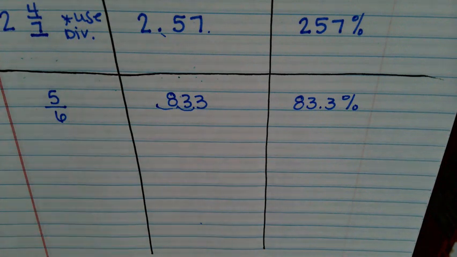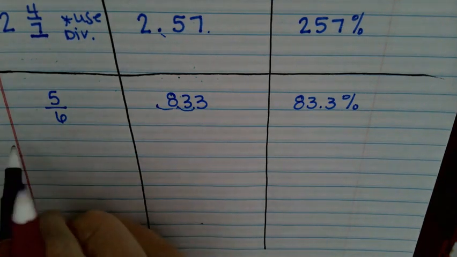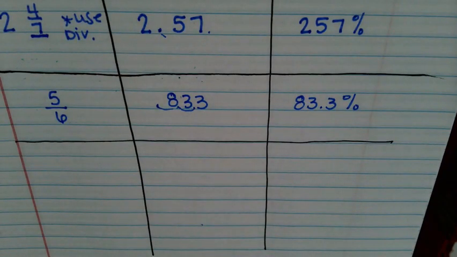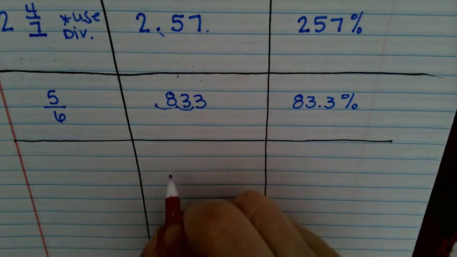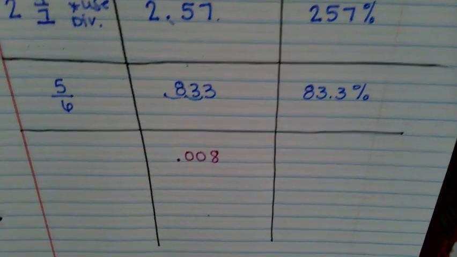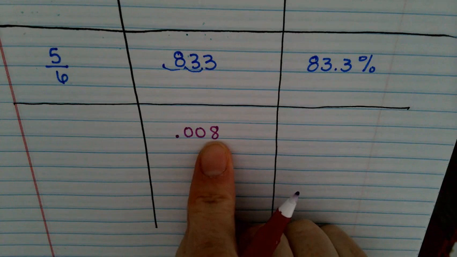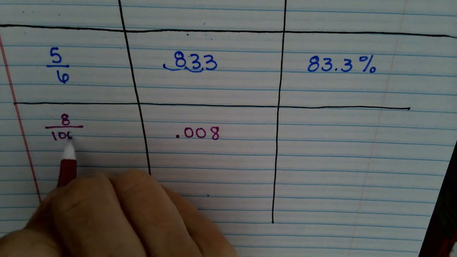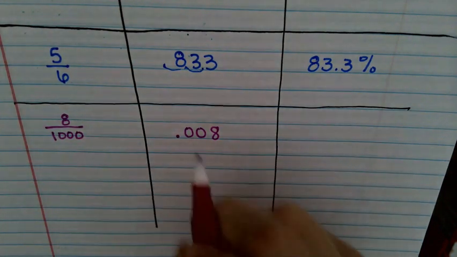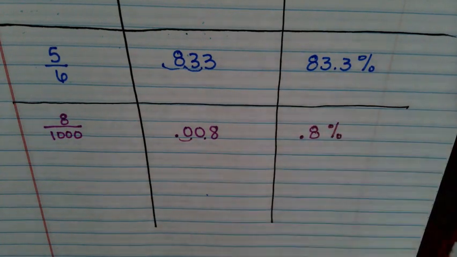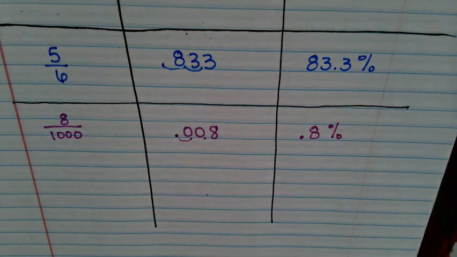Let's go ahead and continue working with what happens when I have a decimal. So let me draw my bar here. We're almost done, friends. What if I had something like this? 8 is in the thousandths place, so this is 8 thousandths. If I move the decimal 2 places to the right, I end up with 0.8%, less than 1%.